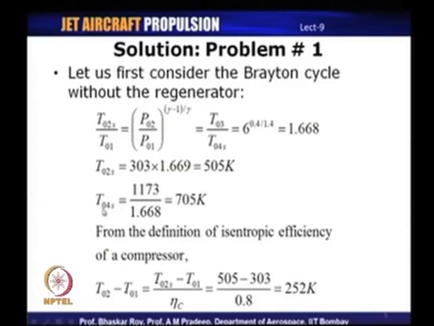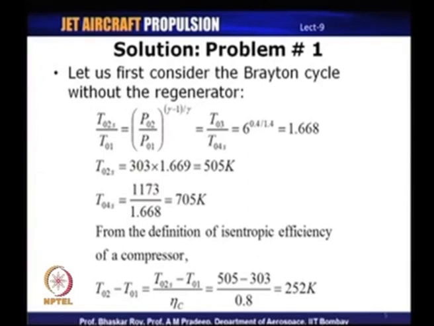Similarly, T04S can be determined because T04S will be equal to T03 divided by 1.668. T03 has already been specified in the problem as 1173 Kelvin. So, T04S is equal to 1173 divided by 1.668. So, that is 705 Kelvin.